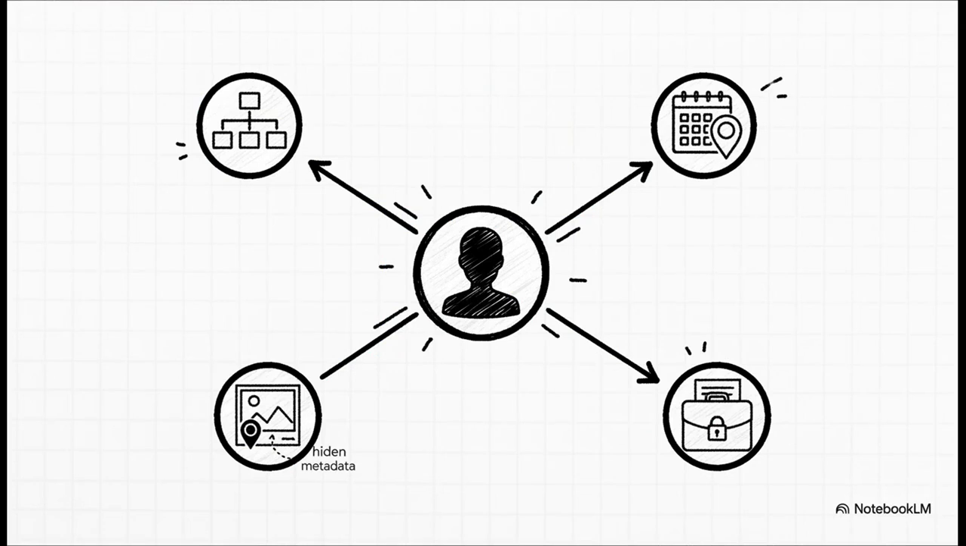Think about what you can find here. An employee's job title? That can help map out a company's entire hierarchy. And get this, even a totally harmless-looking photo can contain hidden data, like the exact GPS coordinates where it was taken. That could reveal a sensitive location.